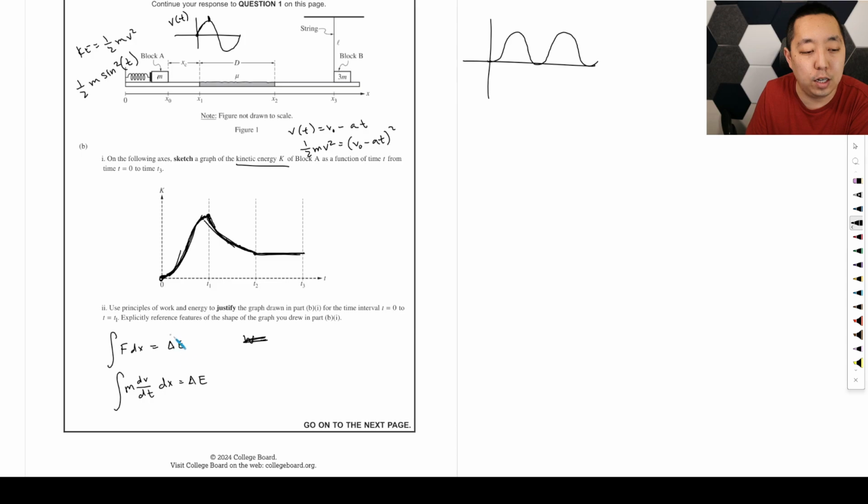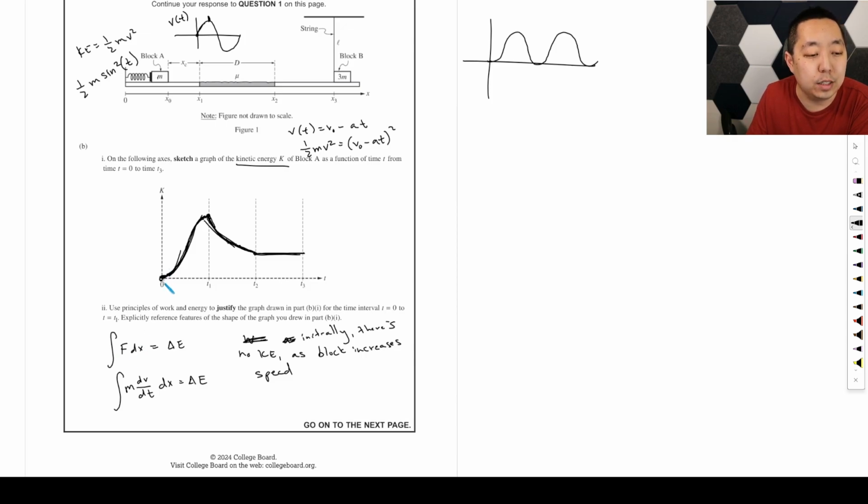So if I'm going to just talk about this, I would say that initially there's no kinetic energy. And then as the spring increases, as the block increases speed, I would say as the block increases speed, there's going to be more work done. So, okay, maybe I'll try to balance this out, just to make an argument.